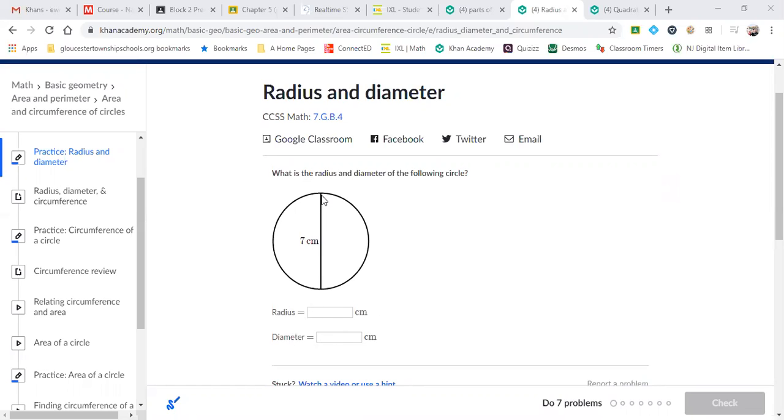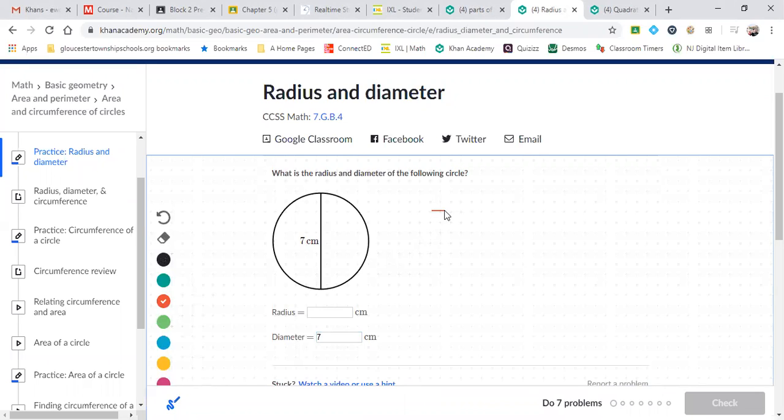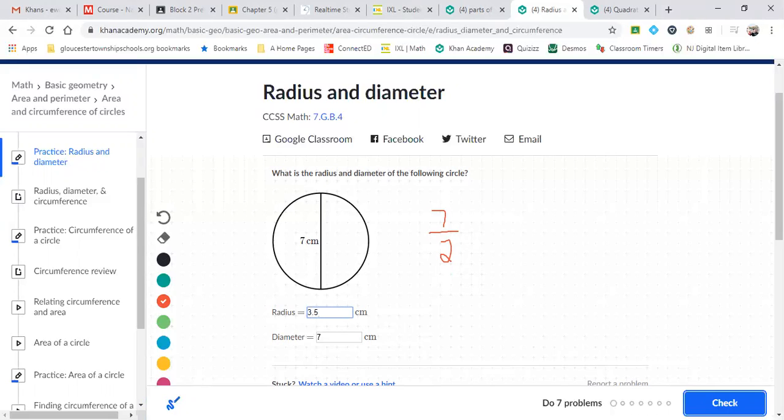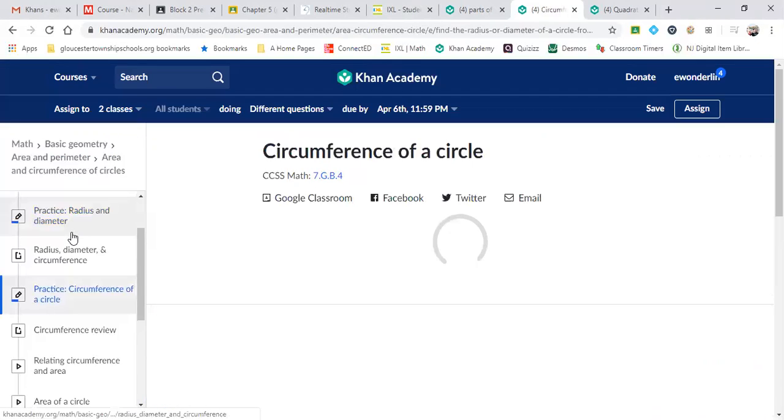Well, taking a look at this circle, the line they give me goes all the way across the circle. Therefore, that line across is my diameter. My diameter is 7. And then I need a radius. Well, the radius is half of 7, or 7 divided by 2. 7 divided by 2 gives me a radius of 3.5. Ta-da! That's how you do radius and diameter. That's pretty easy.